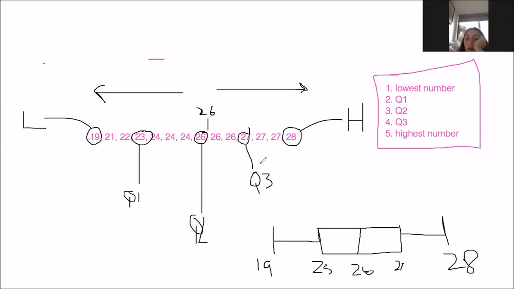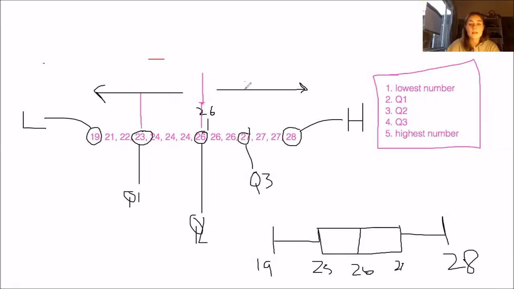Yeah. So it's like dividing it in half and then dividing the halves in half to get the Q1, Q2, and Q3. Like that's our first half at 26. And then that's our second half and third half.